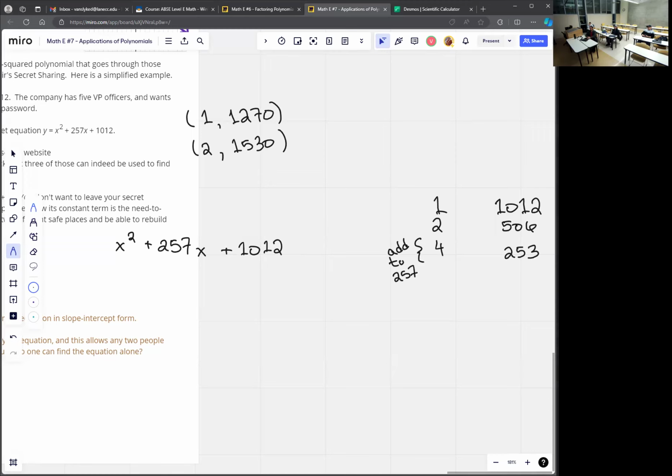That's what I wanted. So this is x plus 4 times x plus 253. So I could write down 4 and 253 and hide them in different places in my office. And then if I forget the code, that's okay. I can rebuild my thing.